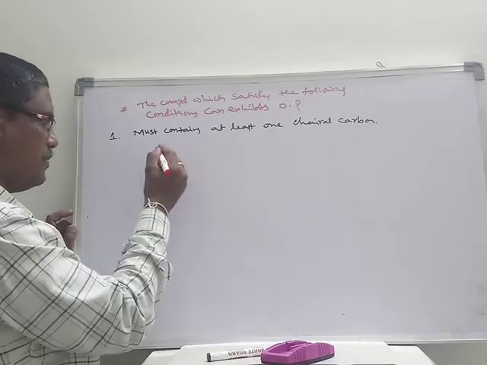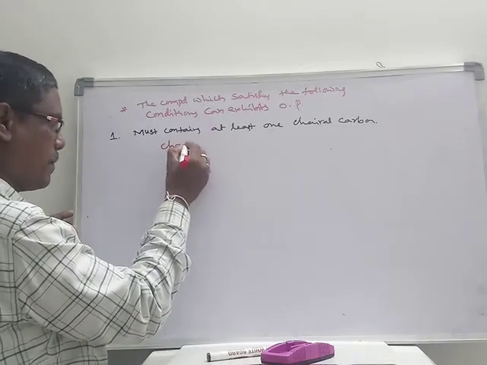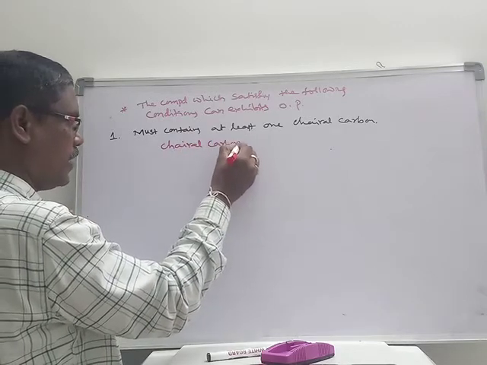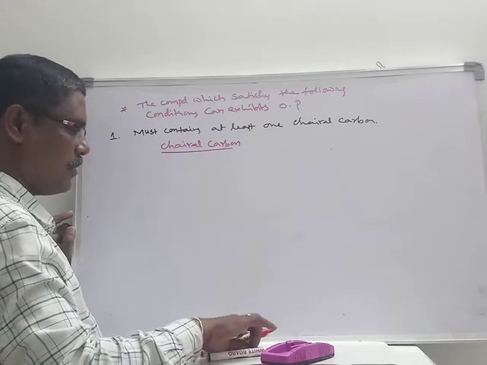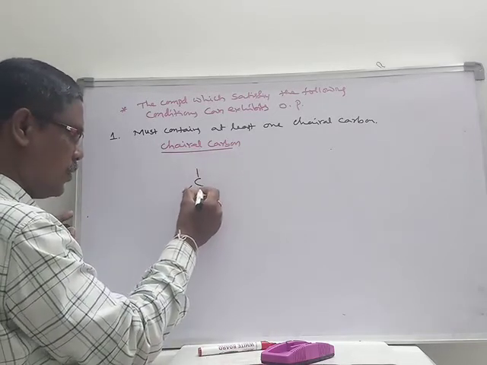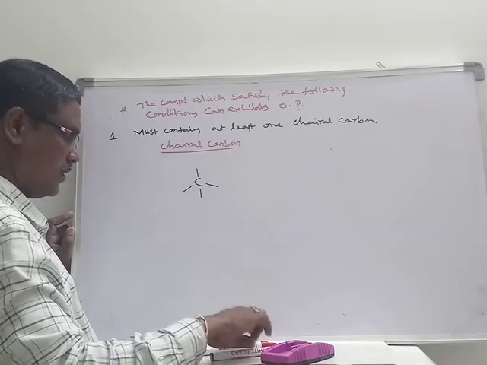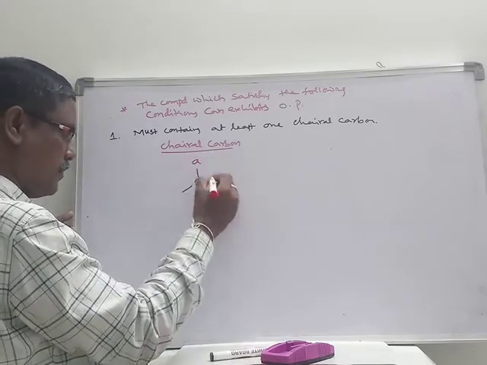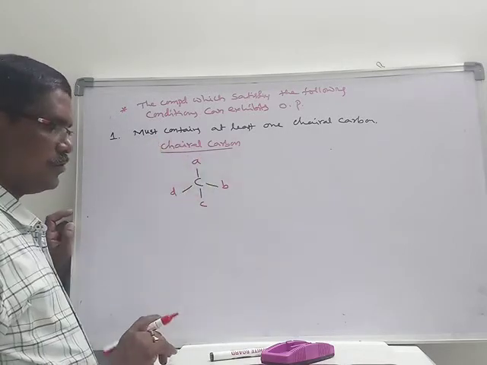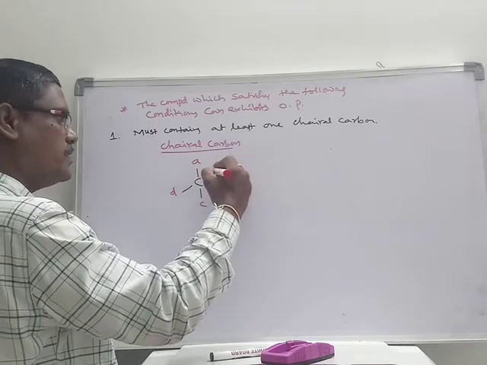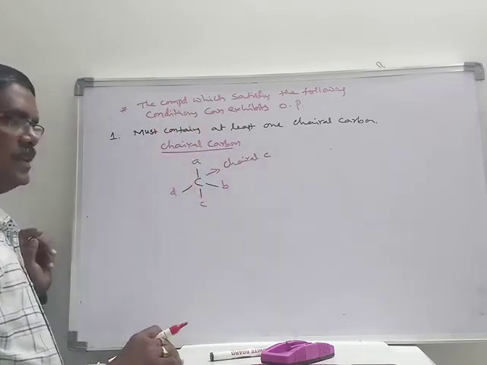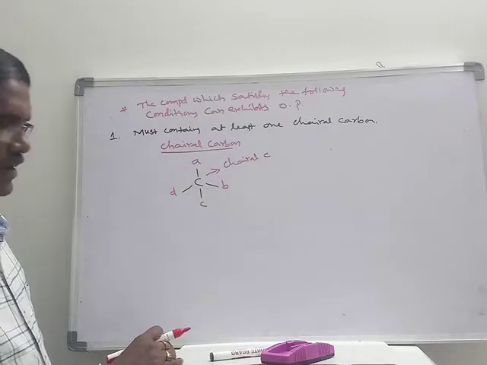What is a chiral carbon? The carbon which contains 4 different groups. Here A, B, C, D are the 4 different groups. Then this carbon is called a chiral carbon.